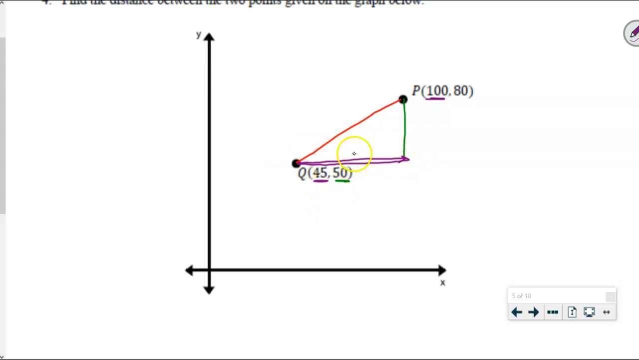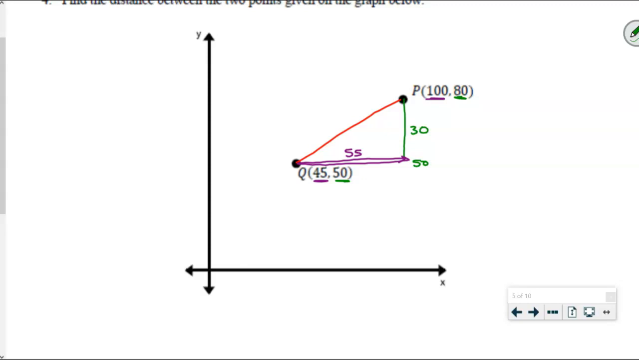Brighton? It is 55. Do you see where he got that information? We were at 45. We had to move over until we got to 100. So how far over is that? It's 55. Okay. Where is this point? This is up 50, right? How high up am I going to get up to here? 80. So how long is this line? 30, exactly.